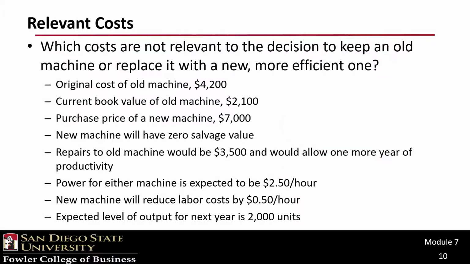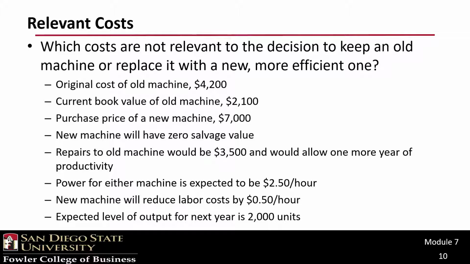The new machine has zero salvage value, which is going to be relevant when it comes time to decide what the terminal value of that machine is. Repairs to the old machine of $3,500 would allow one more year of productivity. That's relevant. That's going to matter if we choose that alternative.